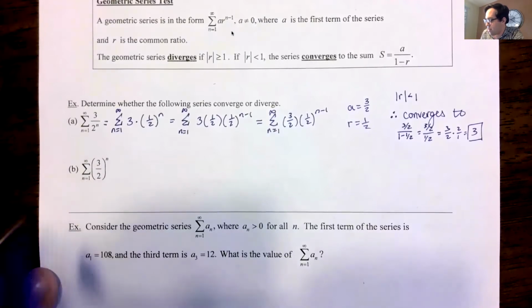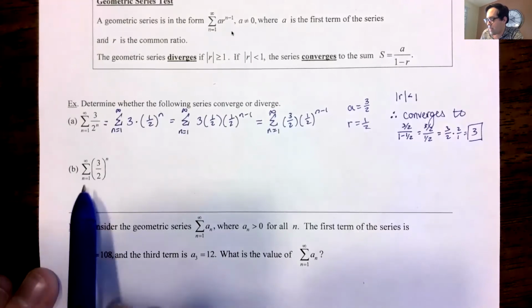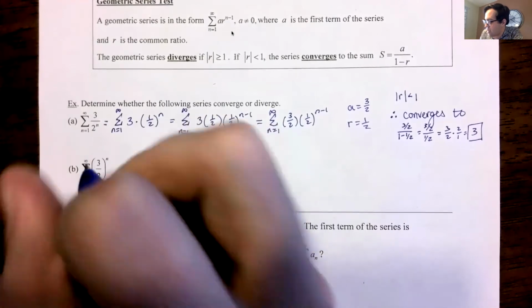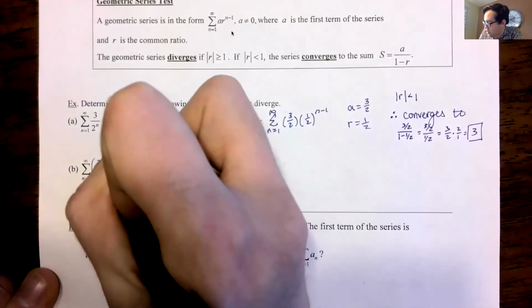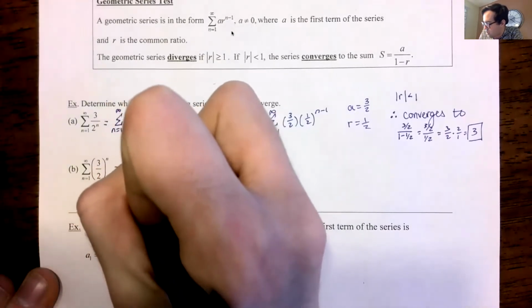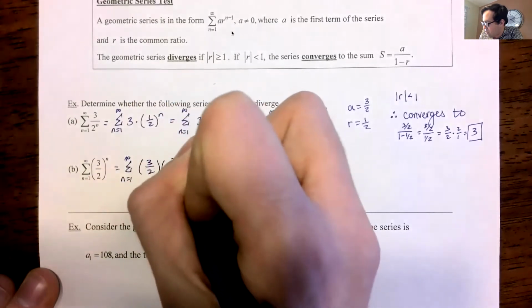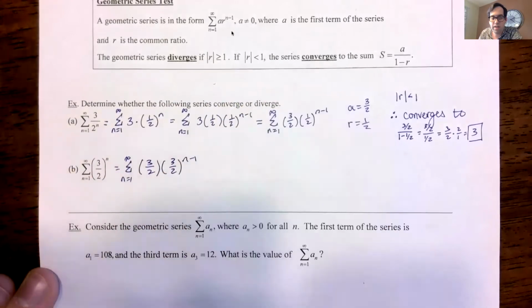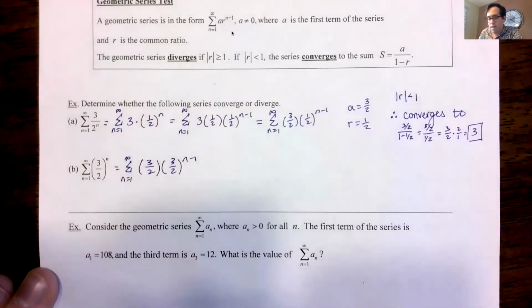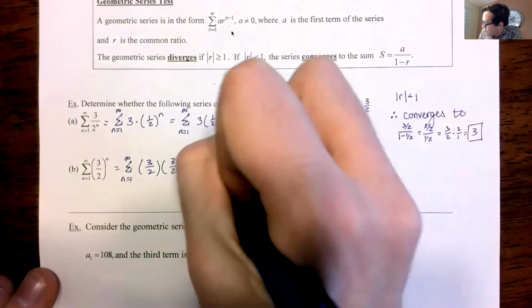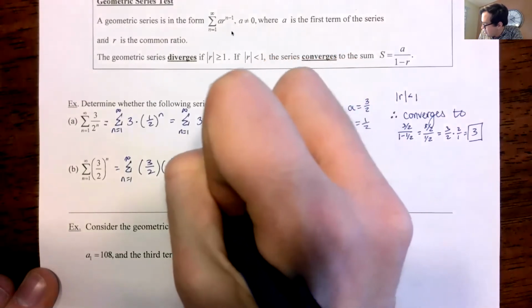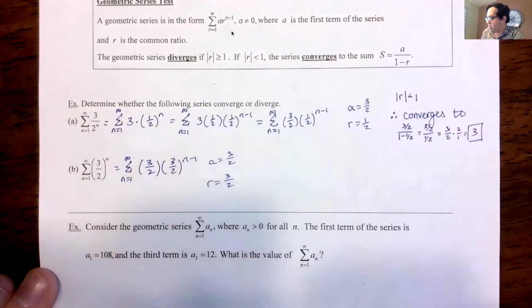So we have 3 halves to the n. There isn't a separate constant multiplied in here that doesn't already have that exponent of n, but our exponent's n, not n minus 1. So we are going to rewrite this once to show that we can pull out one of the 3 halves so that now the exponent is n minus 1. And that means our a is 3 halves, and our r is also 3 halves.